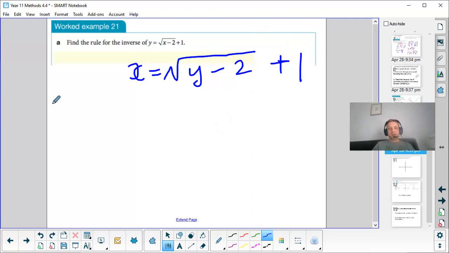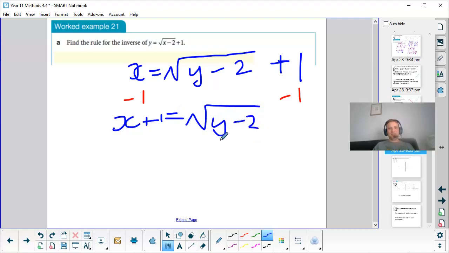And we'll start rearranging and sending stuff to the other side as best we can. So the easiest thing to send to the other side is this +1 first. So we've got x plus 1 on this side. We've got root y, take 2 on this side. The next thing to do to get y by itself is to get rid of the square root. So we want that square root gone. The opposite of square rooting is squaring. So we've got to square this side, and we've got to square this side.